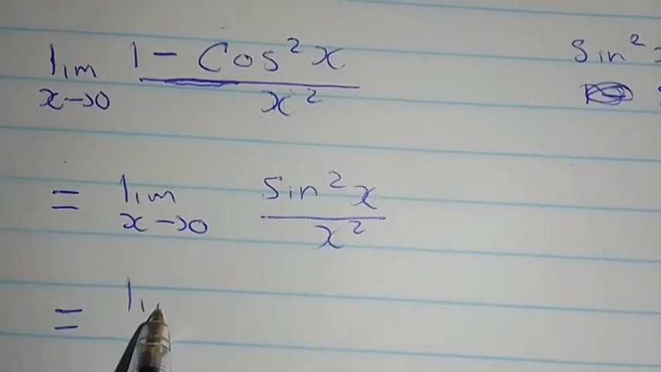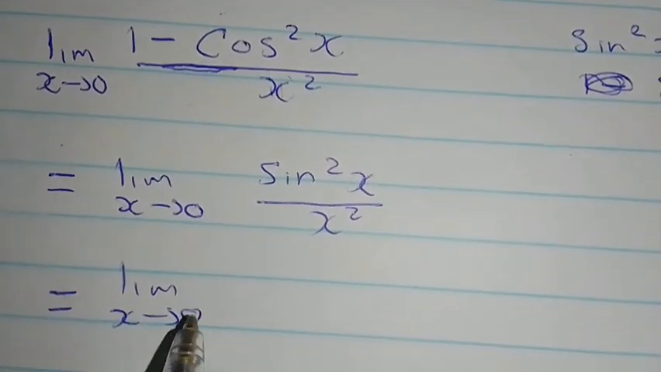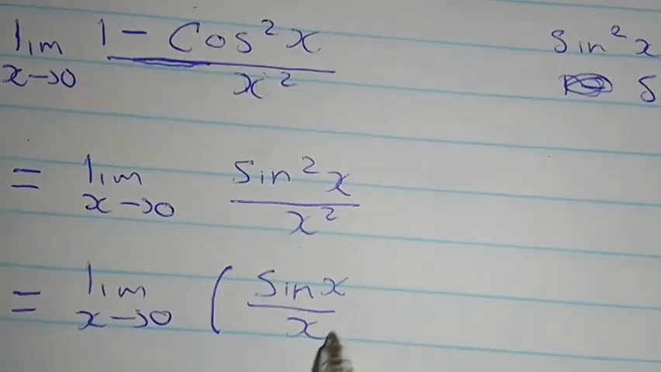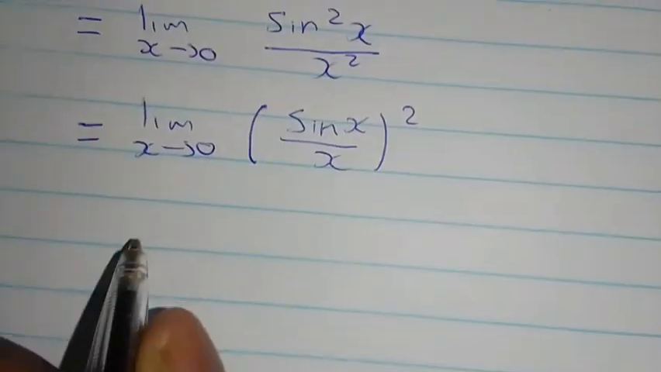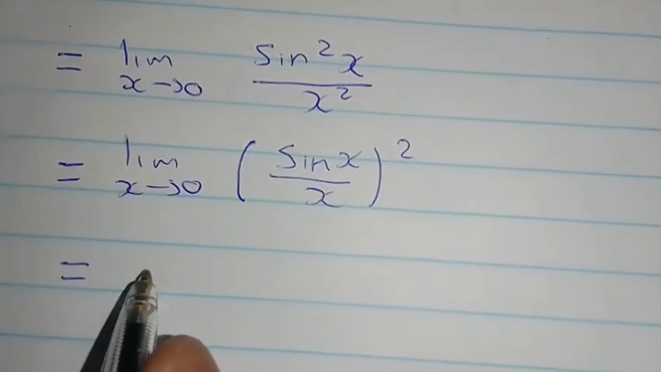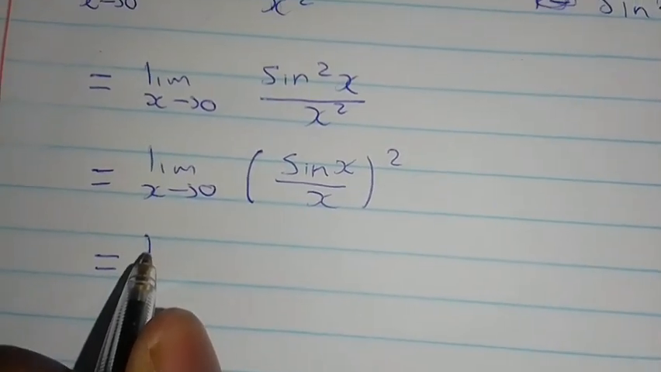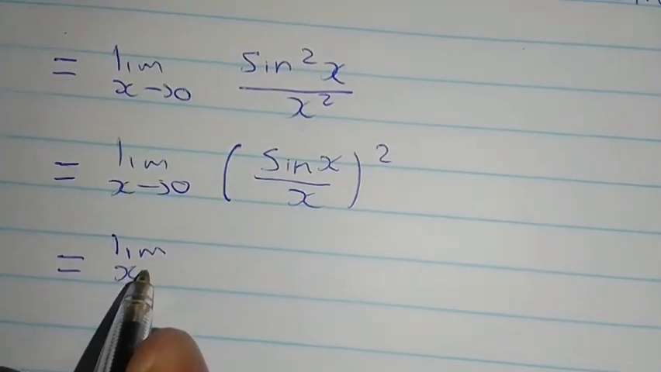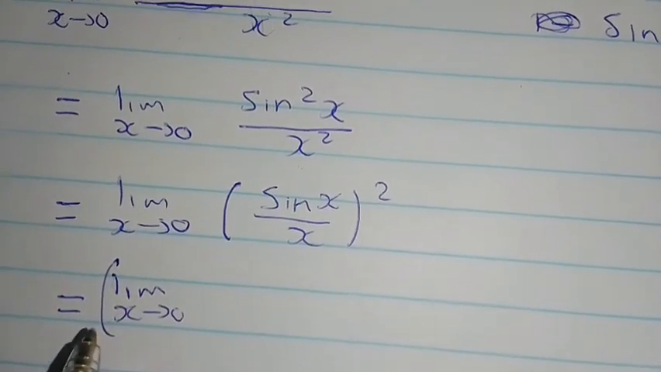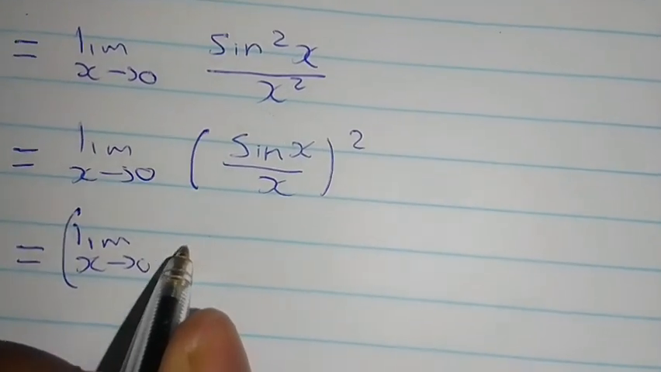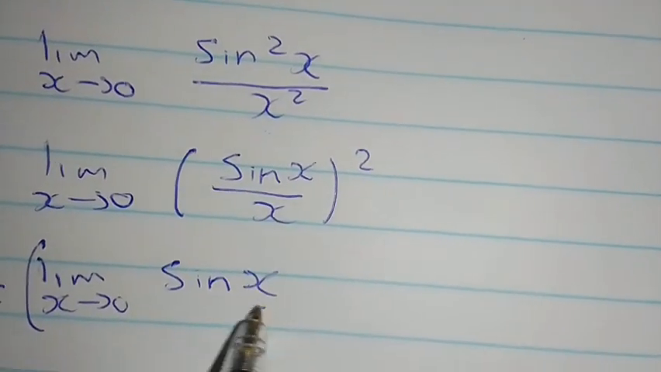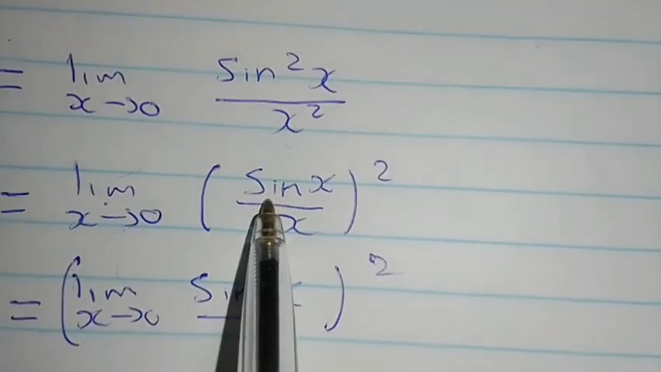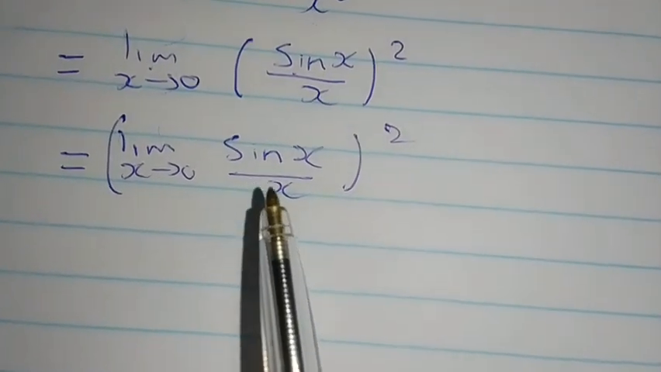Now you can rearrange this and rewrite this as the limit when x goes to 0 of sine x divided by x, all squared. So you can take the limit inside, properties of limits. Then you'll have the limit when x goes to 0 of sine x over x, and then the square outside. You just took this limit inside. You can do that. That's properties of limits.